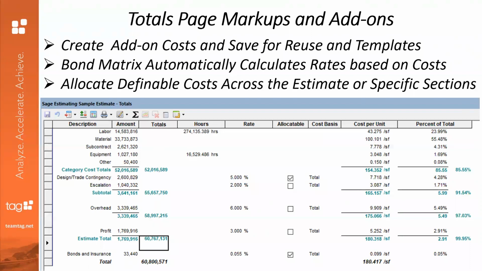Allocate definable costs across the estimate or specific sections. That's this area right here. It'll actually take, let's just say, contingency costs, and it'll actually spread it across the entire estimate and not have it show up on your totals page. Sometimes it's a valuable tool if you have owners involved that like to think that they own the contingency or the control of the contingency. This here could be contingency that might be specific to your own needs, cost items that kind of fall between the trades. So all calculations are definable and saved for future use.